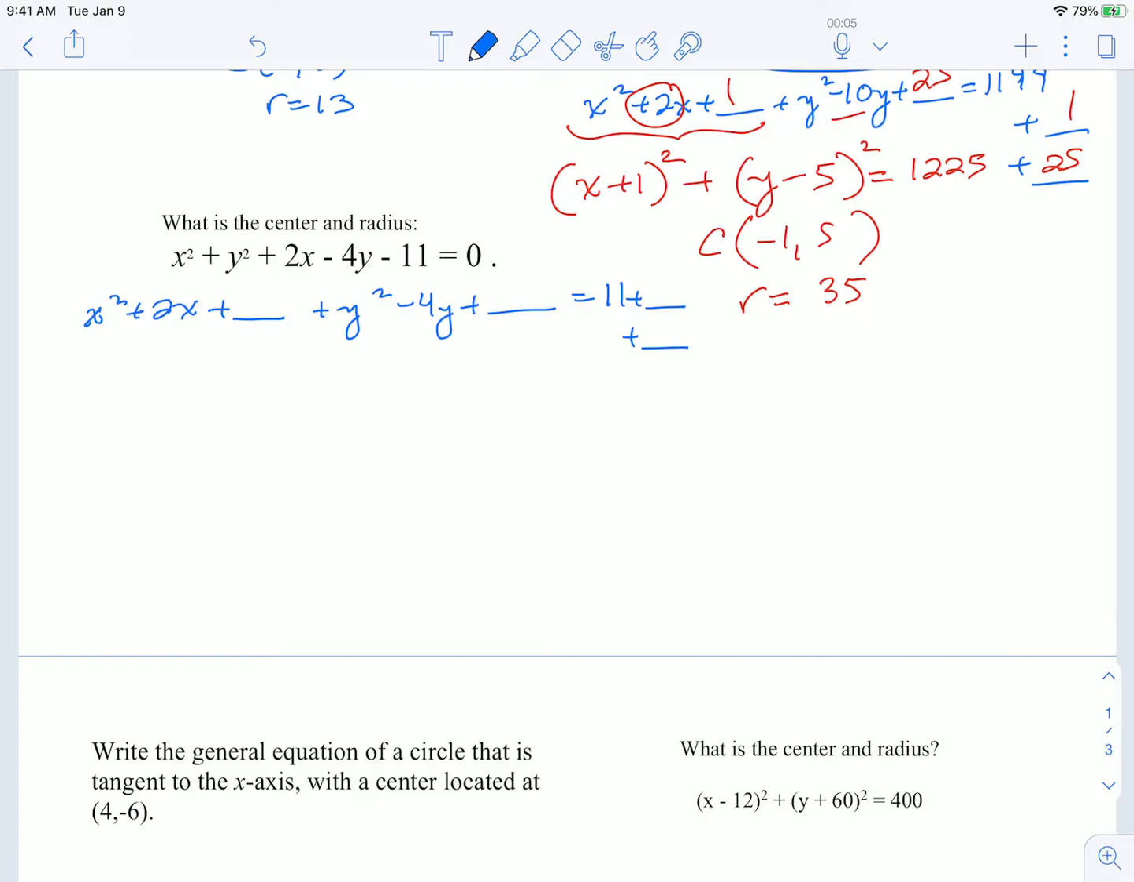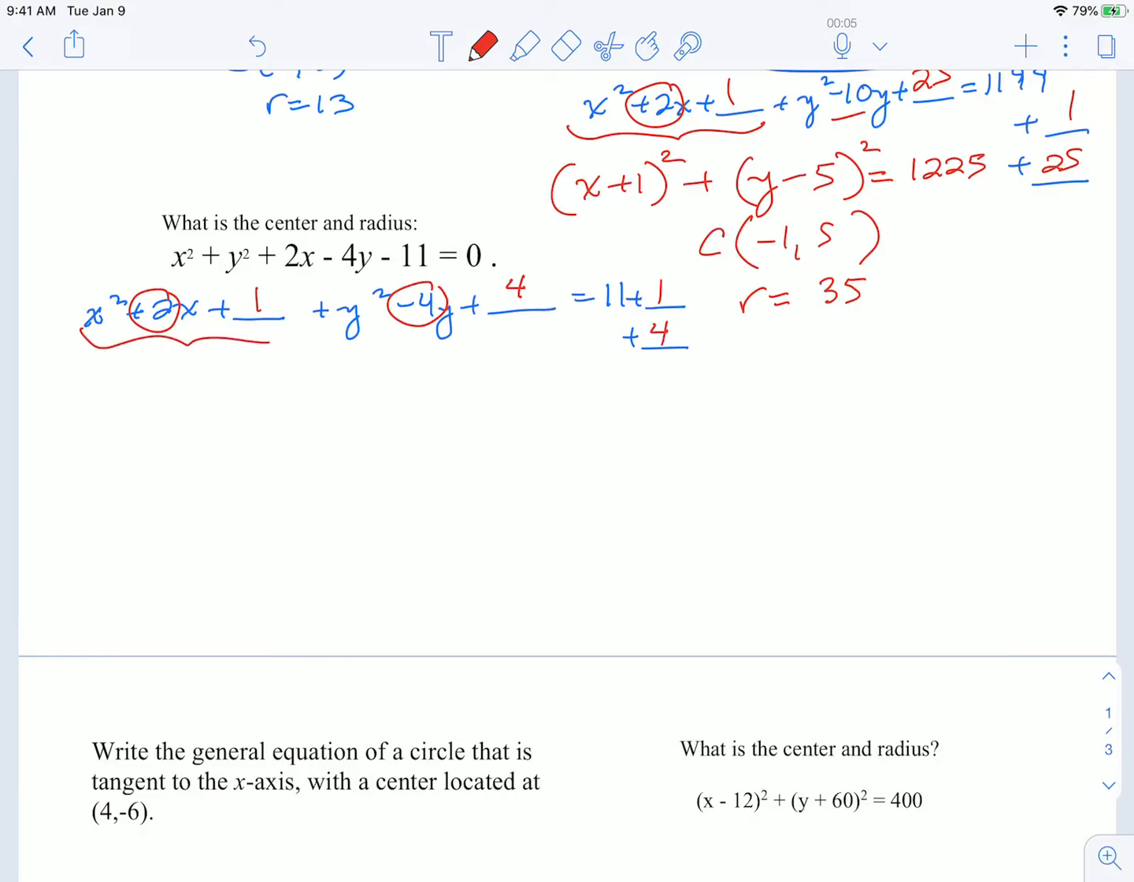All right, so remember the trick to this one is you take the middle number here. What's half of that? Half is 1. 1 squared is 1. So I'm going to add 1 to both sides. Then middle number here is negative 4. Half of that is negative 2. Negative 2 squared is 4. So I'm going to add 4 to both sides.